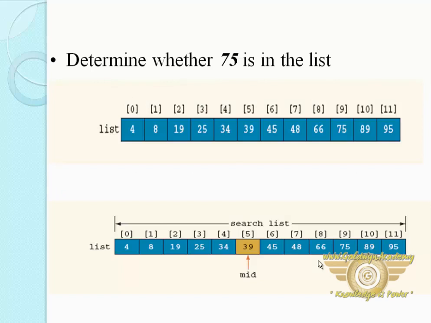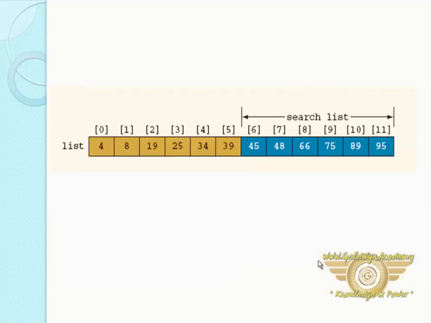Here, to determine whether 75 is in the list, first the mid index is found, that is pointing to the fifth index in our case, but 75 is not at the mid, so the search list becomes smaller, that is from the index 6 to index 11. And now if we want to find the item 75, the search list will become smaller and smaller, and finally we will obtain the item.